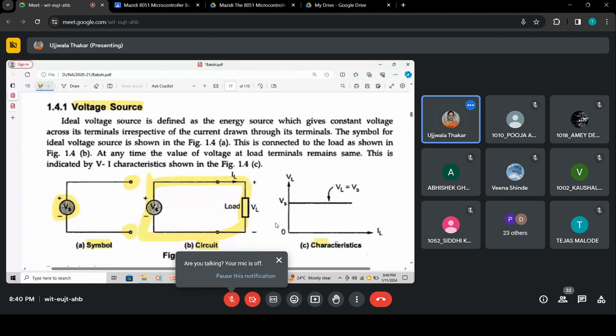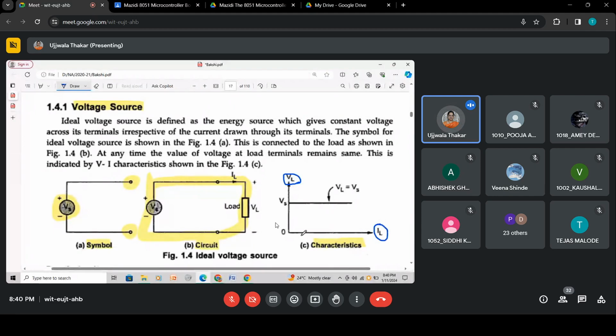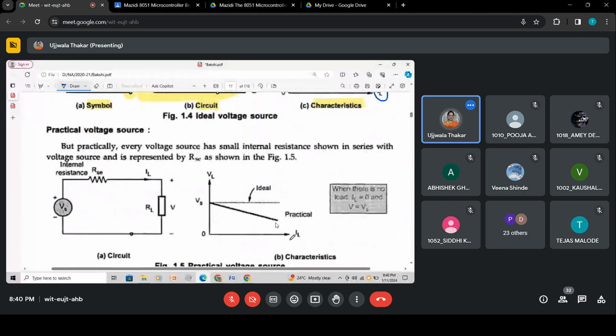These are the characteristics between the voltage and current. As the current increases here, the voltage will remain constant. Node voltage is equal to source voltage. That is the main point. Okay, this is the ideal voltage source. Fine, so we have the characteristics.